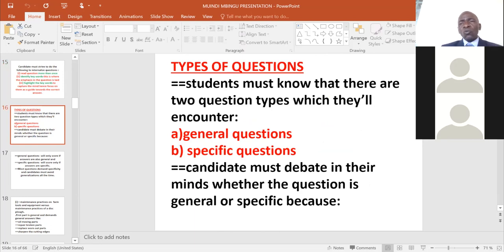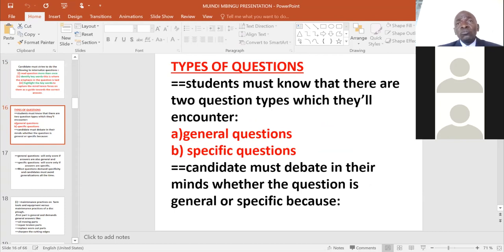And this is the reason, one major reason, why a student may come out of an agriculture exam paper celebrating that they have passed, only for the results to be released and they find that they have not attained the grade that they were expecting to get.